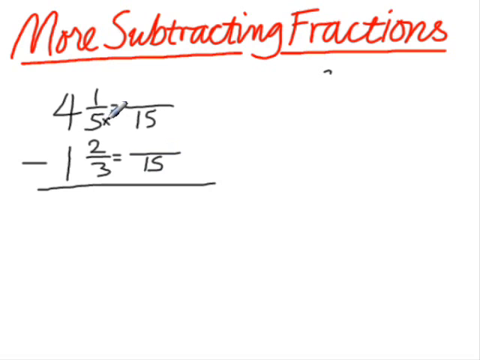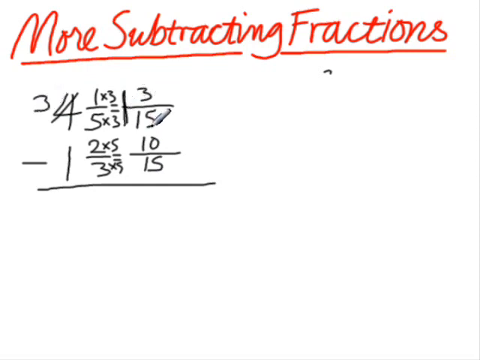And 5 times 3 is 15. 1 times 3 is 3. 1/5 is 3/15. How many 15ths is 2/3? Well, 3 times 5 makes 15. 2 times 5 gives us 10. So 2/3 is 10/15. Again, we need to borrow here.